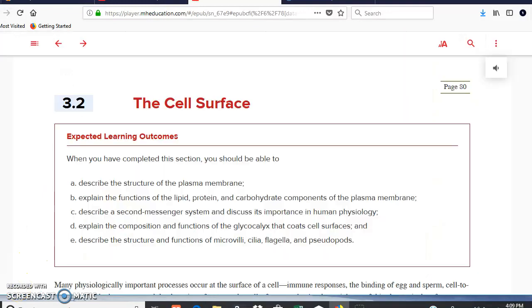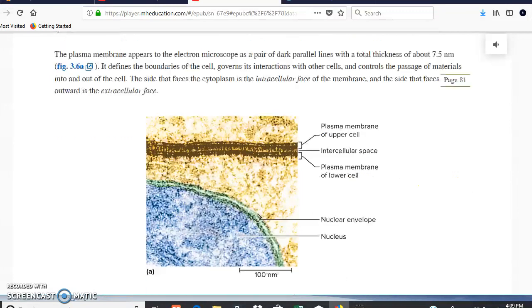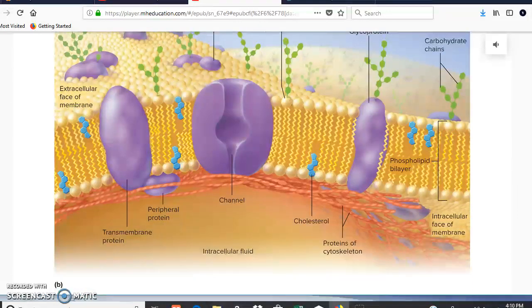Okay, the next item is cell surface. And in here we have the main topic, which is going to be the plasma membrane. You can see right here, plasma membrane right here. Okay, so let's take a look at a drawing of the plasma membrane. You can see it right there.